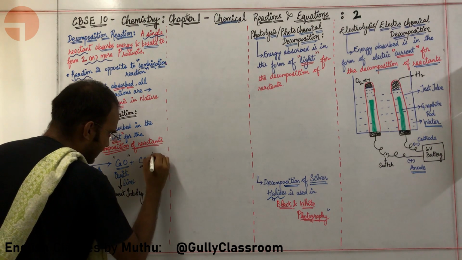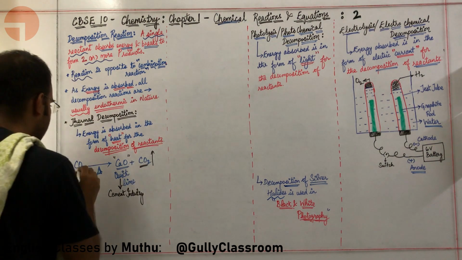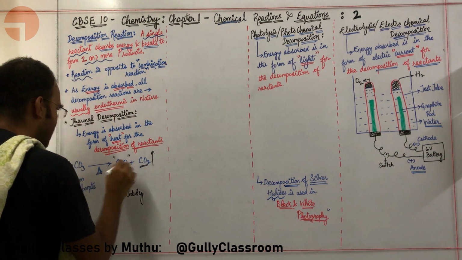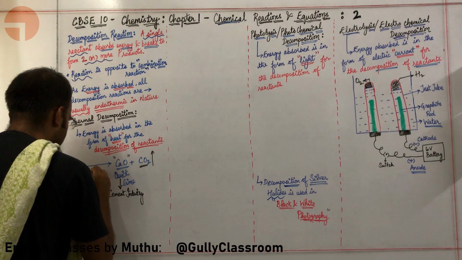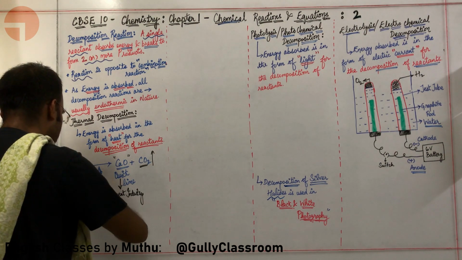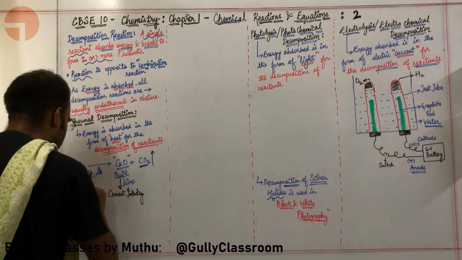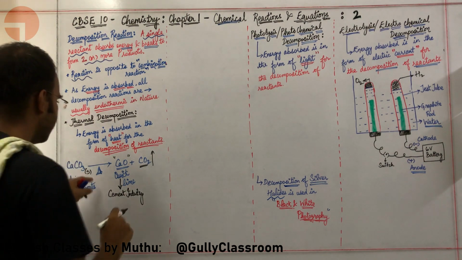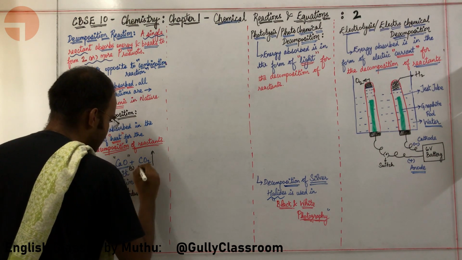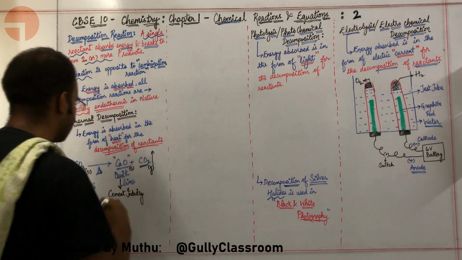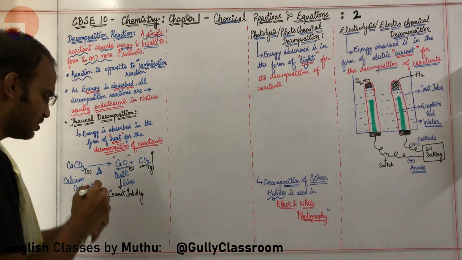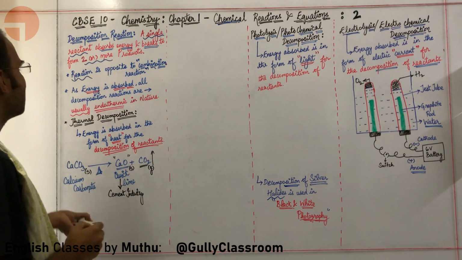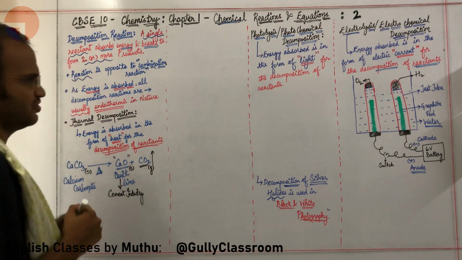Here carbon dioxide is sent outside. Let us write the physical state of all the reacting components. CaCO3, or calcium carbonate, is always a solid. CaO is a solid. CO2 is a gas. Okay, sir. Give us another example for thermal decomposition reaction.